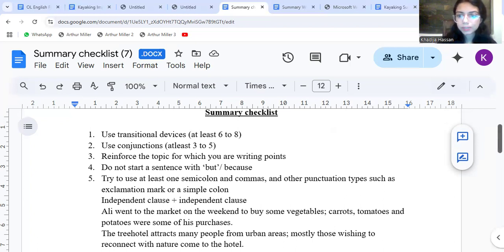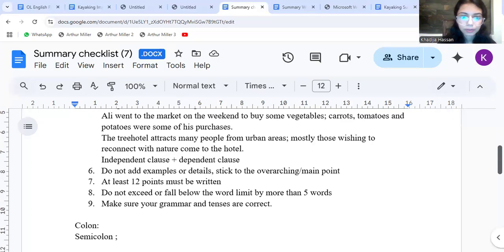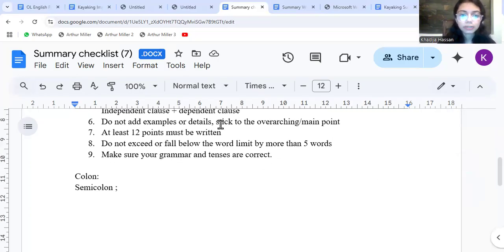So it makes for sophisticated punctuation. Do not add examples or details. Stick to the overarching or main point. At least 12 points must be written.